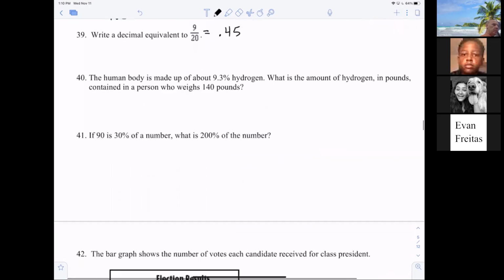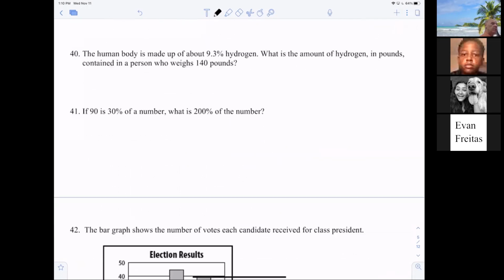All right, here we go. The human body is made up of 9.3% hydrogen. All right, so how many pounds of hydrogen is in our body? What do I do? Well, this is just telling you literally 140 is the total, right? So it's just literally 140 times 0.093. Oh, okay. That's the amount of hydrogen. So what's that? That is 13.02. And we would say pounds of hydrogen.